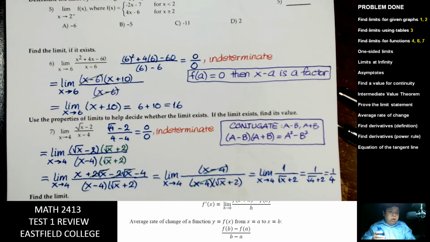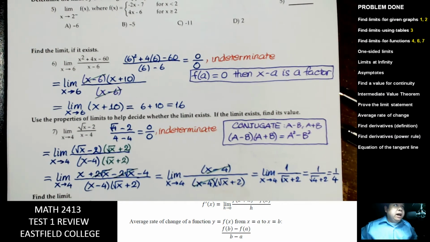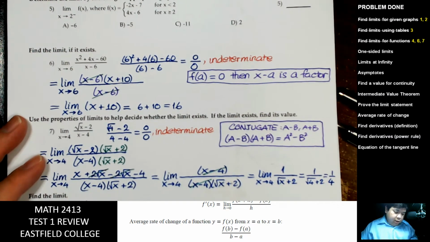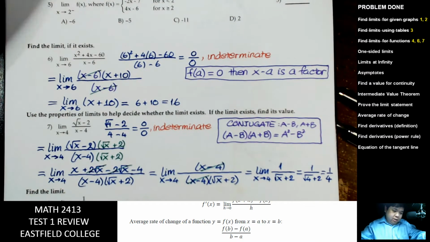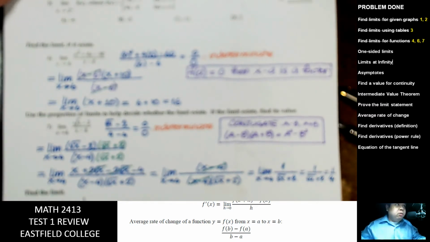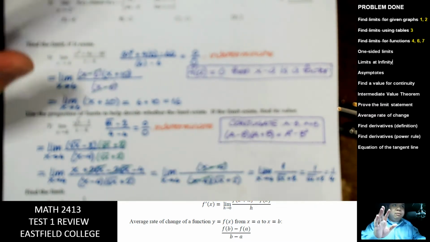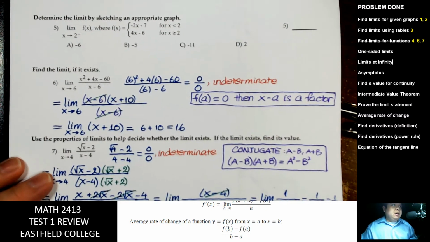Next we'll go to one-sided limits. For one-sided limits, we have 5, 8, and 9. I will do the 5 and of course we're not going to go over every problem here. We just do some of the problems. Let's look at 5.